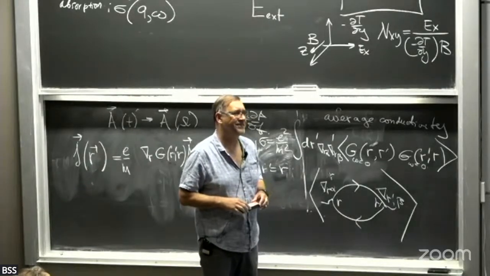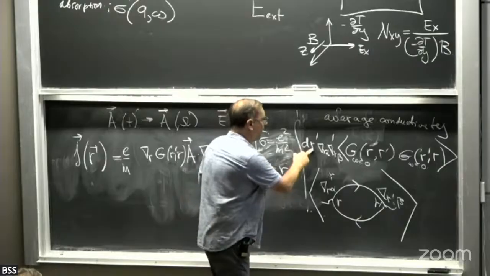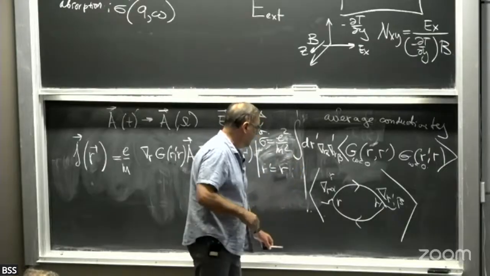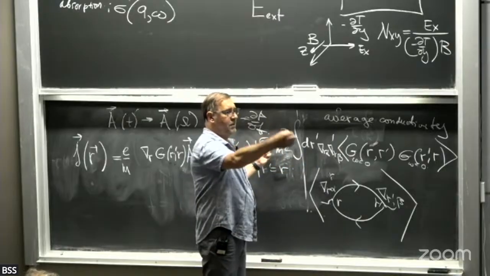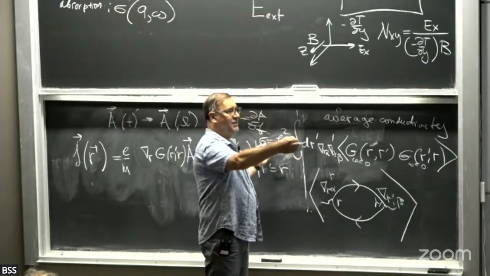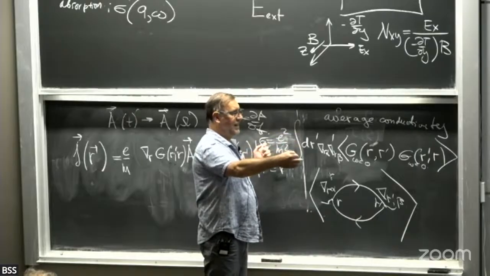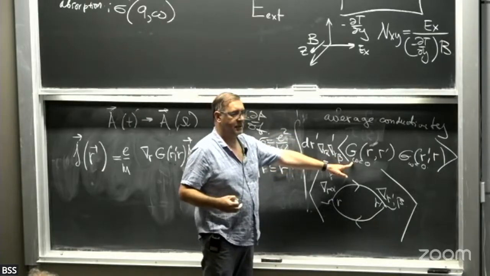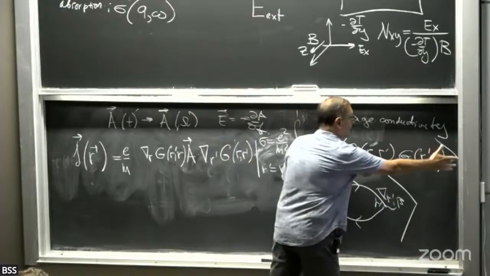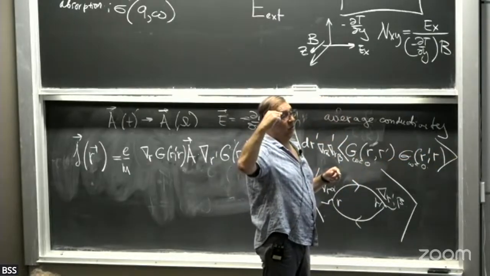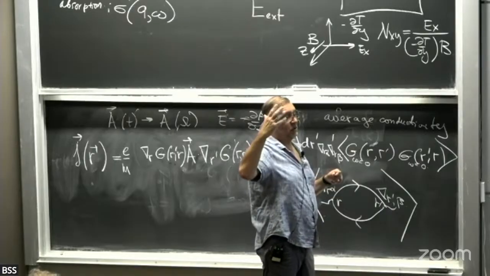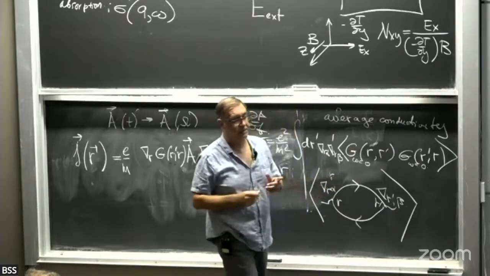No, because there's an integral over R prime, right? Before averaging, I will calculate the conductivity measured at point R. But after averaging, it doesn't matter. So after averaging, this object is a function of R minus R prime. If you integrate over R prime, R drops out. So there's only one integral.